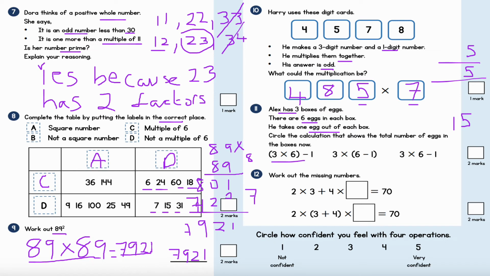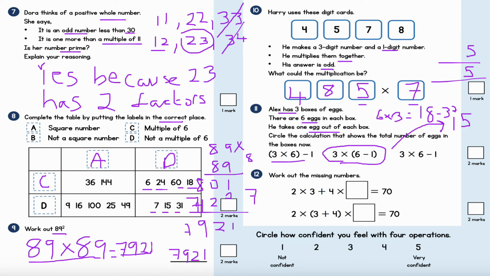So which answer gives us 15? Well, it's going to be this one here. 6 minus 1 is 5, times 3 is going to be 15. Because I got 6 times 3, guys, which is going to be 18. But then he takes out an egg out of each box, and there are 3 boxes, so he takes away 3. 18 take away 3 gives me 15. Okay, for that one.